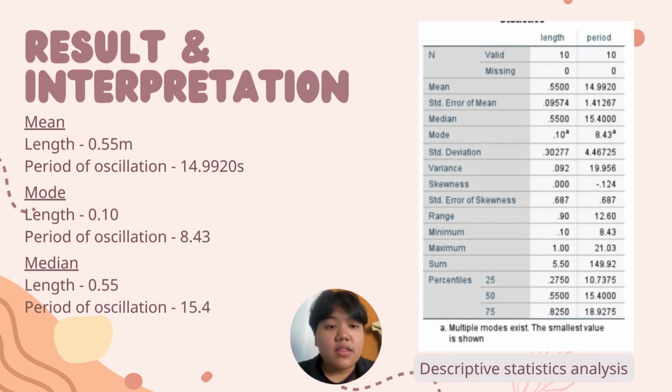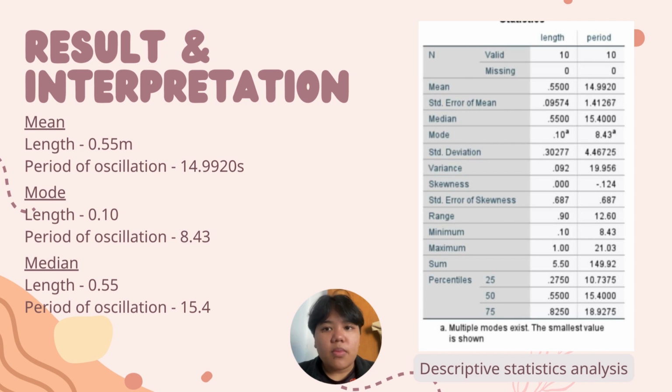First is the mean, the average. The mean for length is 0.55, so it means that the average length used in the experiment is 0.55 meter. Meanwhile, the mean for period of oscillation is 14.992, so it means that the average period of oscillation in this experiment is 14.9920 seconds.